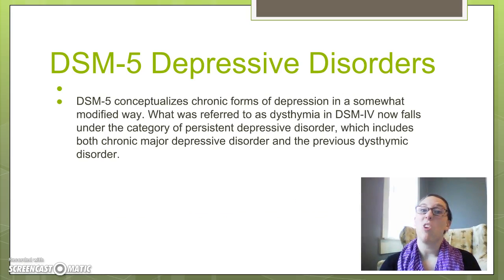We see a change in how chronic depression is treated. In the DSM-4 TR, there was a diagnosis of something known as dysthymia. That has been moved out, and that now falls under the category of what we call persistent depressive disorder, which is also a category that includes chronic major depressive disorder.